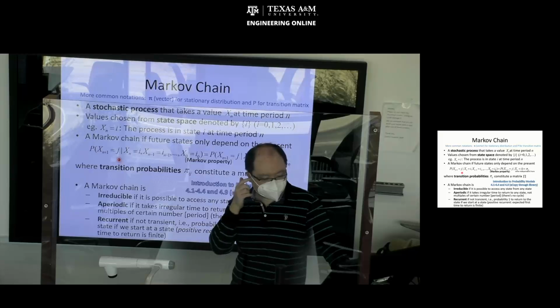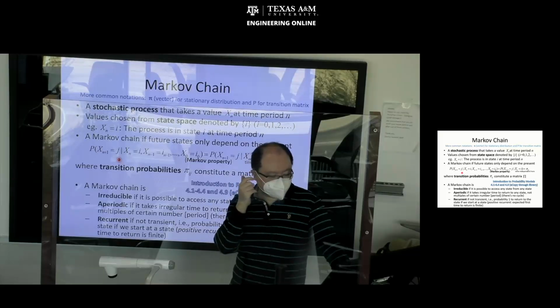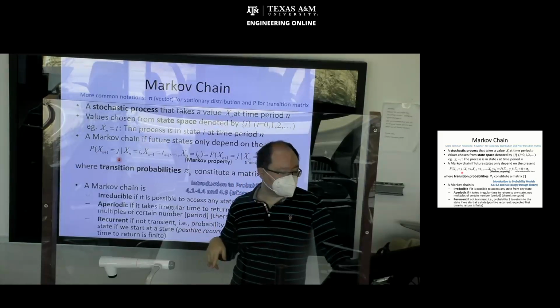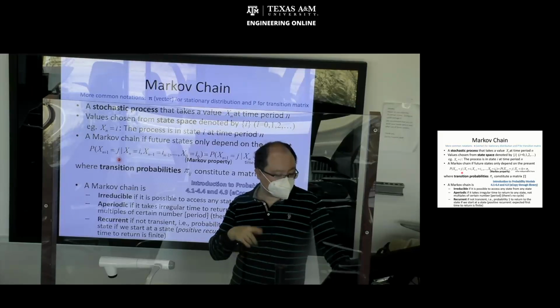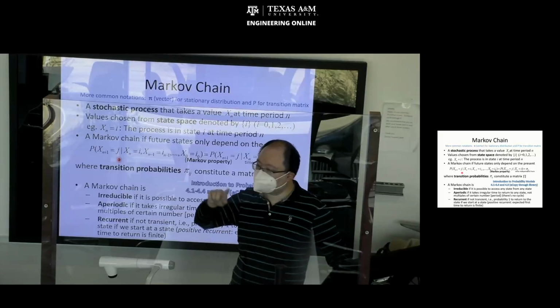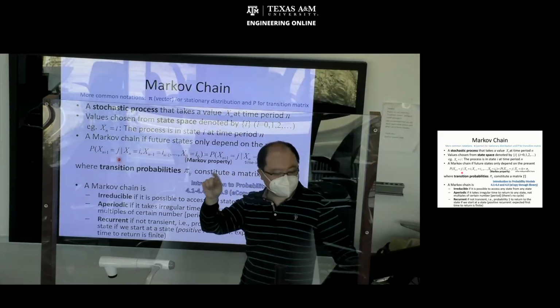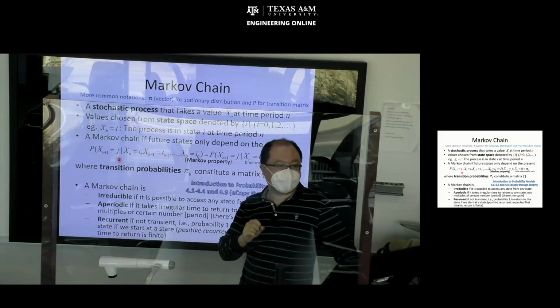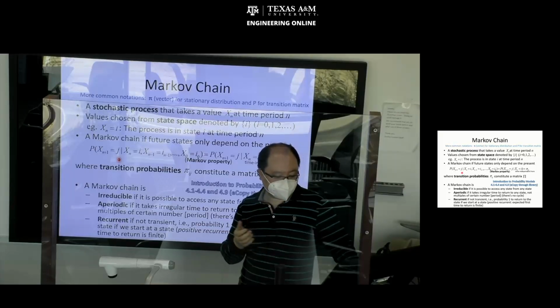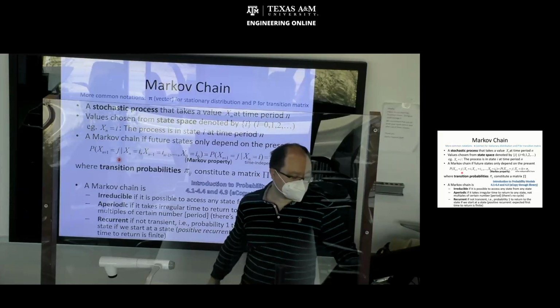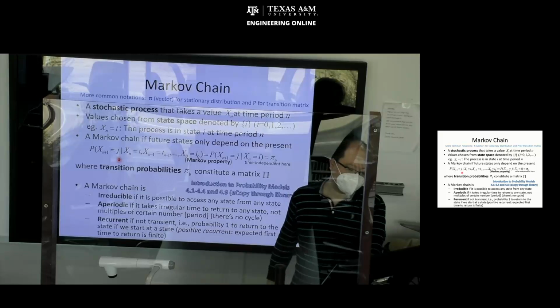Aperiodic means that it takes irregular time to return to any state, instead of multiples of a certain number. Okay? So in other words, if you have a cycle, then it wouldn't be regular time to return, right? Because if the cycle consists of 3 states, then you can return to that point on the cycle after 3 time periods, or 6, or 3 times n in general. So in that case, it will be periodic, okay?